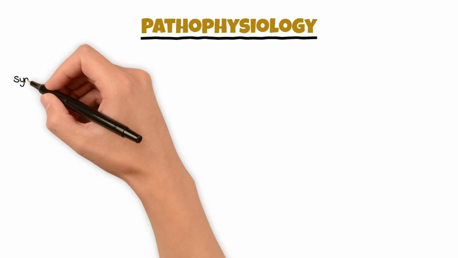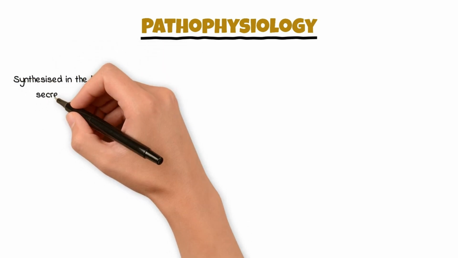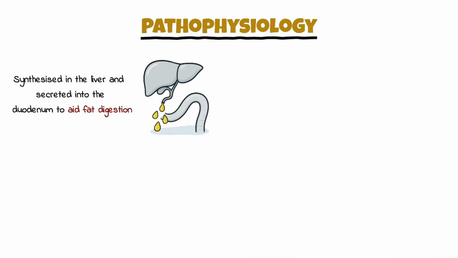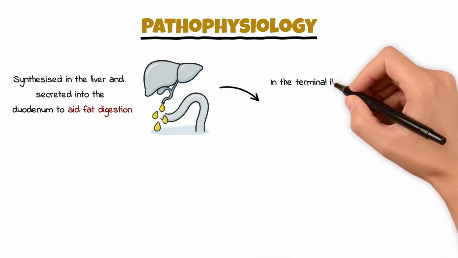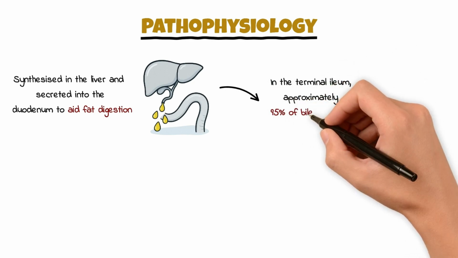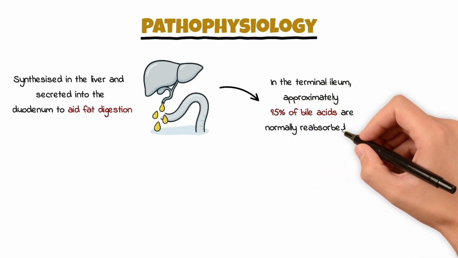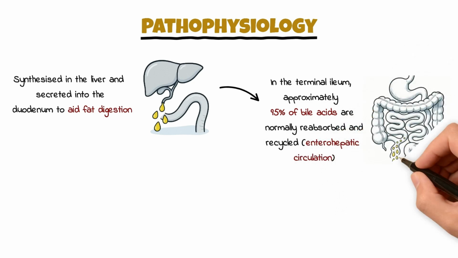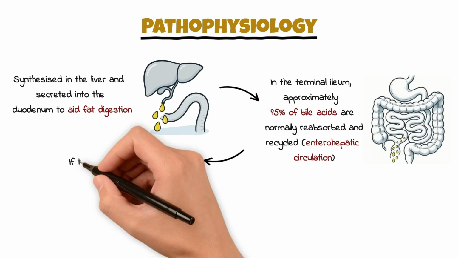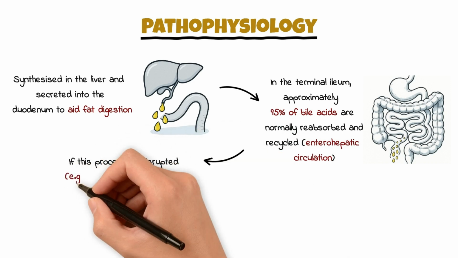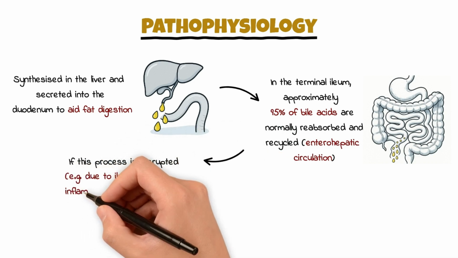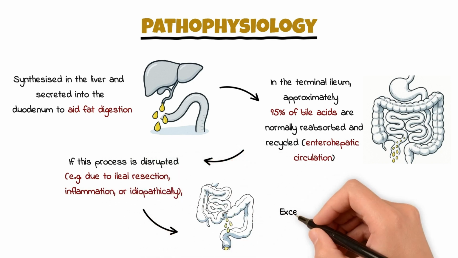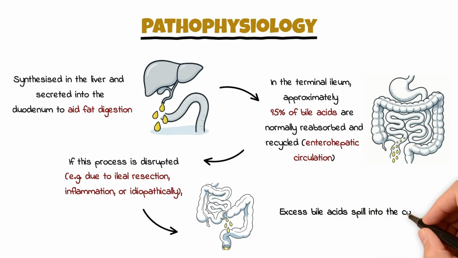Pathophysiology. Bile acids are synthesized in the liver and secreted into the duodenum to aid fat digestion. In the terminal ileum, approximately 95% of bile acids are normally reabsorbed and recycled, enterohepatic circulation. If this process is disrupted, for example due to ileal resection, inflammation, or idiopathically, excess bile acids spill into the colon.